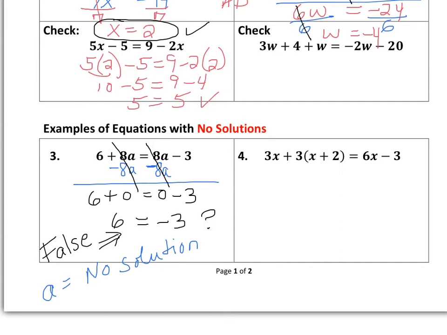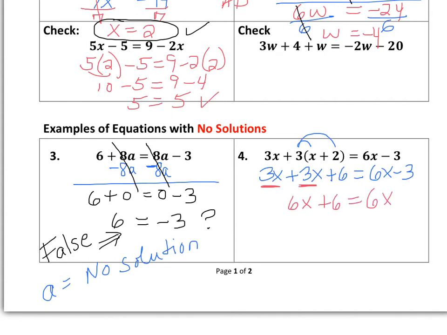First off, let us get rid of these parentheses with the distributive property. So we've got 3x plus 3 times x is another 3x, and 3 times 2 is 6. Over here we have 6x minus 3. It's always a good idea to combine any like terms on one side of the equal sign first. So 3x plus 3x is 6x plus 6. And over here we have 6x minus 3.